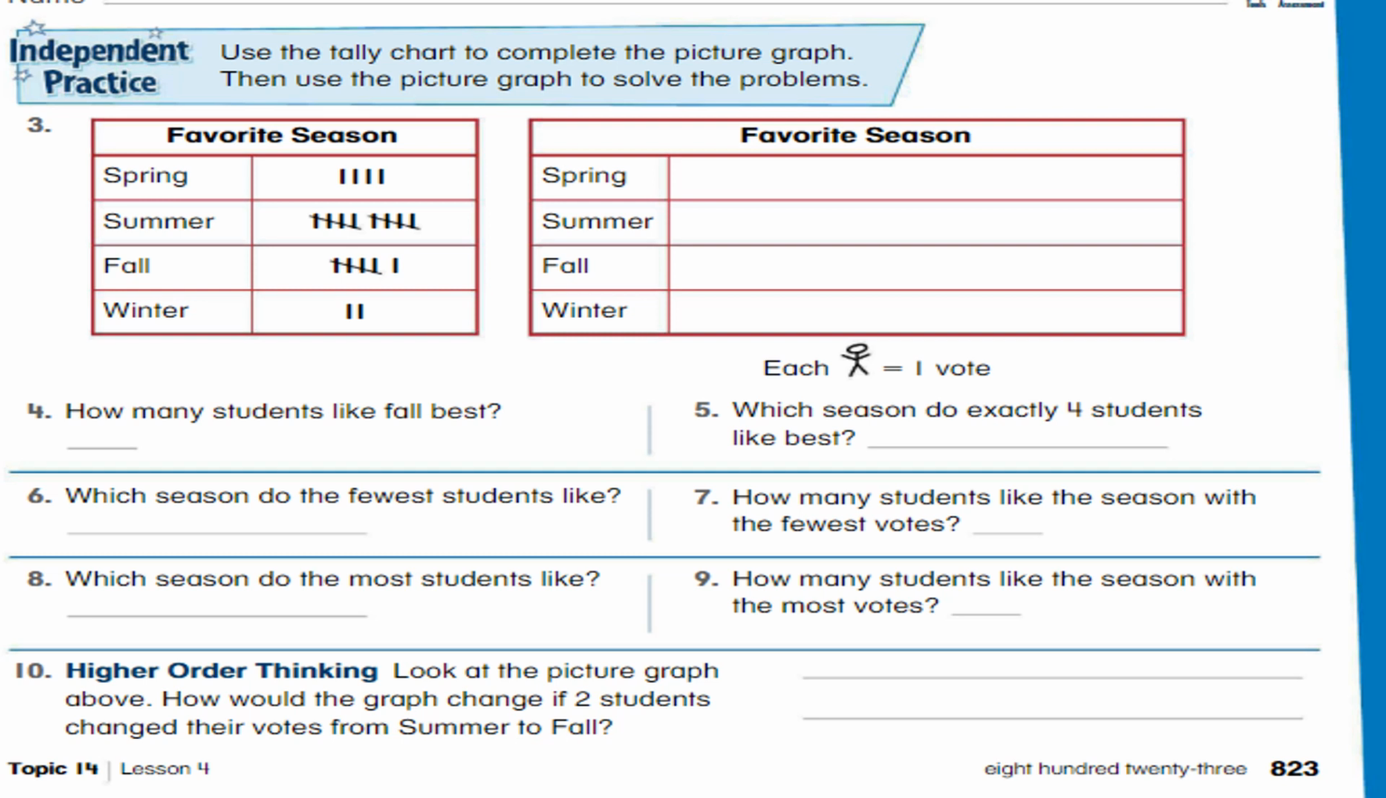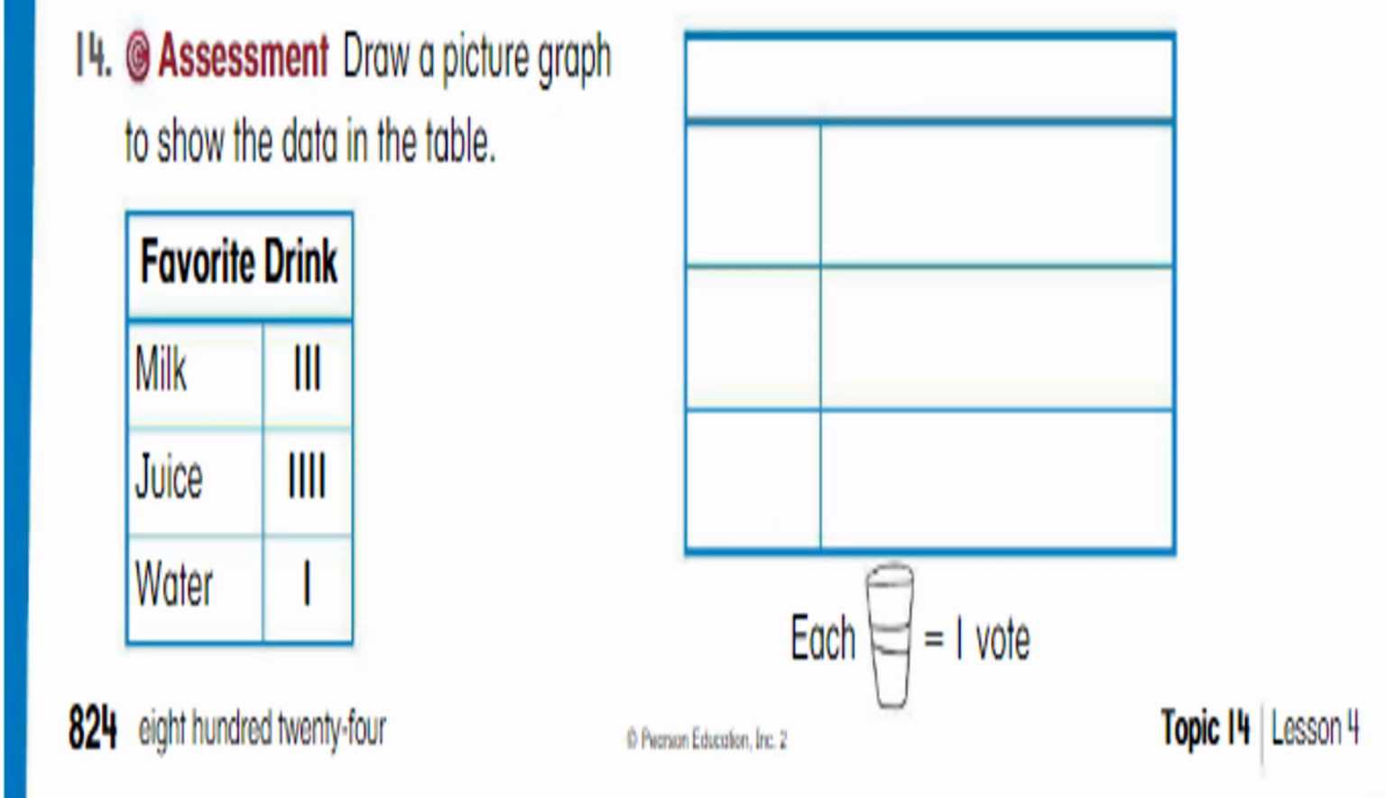Okay, next page, a tally chart is given and you have to draw the pictures in the picture graph. Okay, this picture is given. You will use this picture to draw your picture graph and then you have to answer all the questions given below. So this is your assessment for today's lesson.